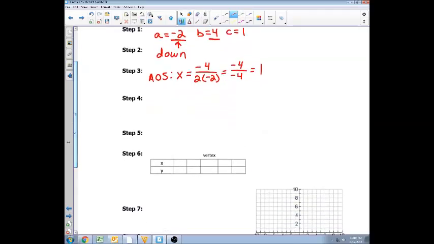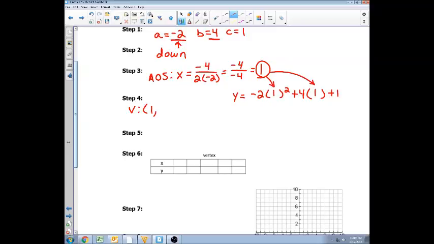What was step 4? Well, step 4 was to find my vertex. Remember that my x value of my axis of symmetry is going to go in for my x. I would need to rewrite my original equation. In place of all the x's, I will put parentheses. So it would be -2 parentheses squared plus 4 parentheses plus 1. I'm going to take my axis of symmetry and plug it in for the parentheses.